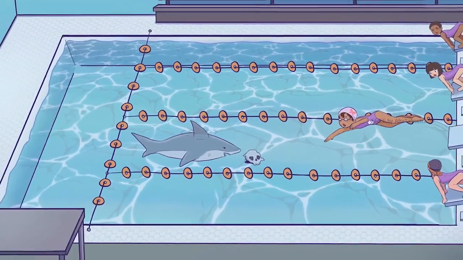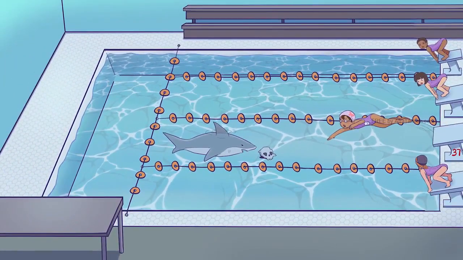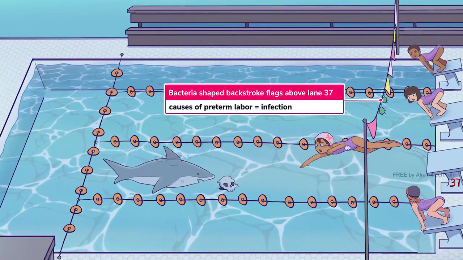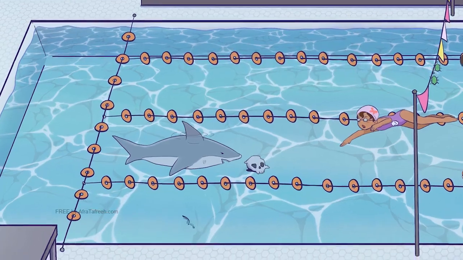So let's try to prevent these poor outcomes by better understanding preterm labor. The pathophysiology of preterm labor is intricate and not completely elucidated. However, there are some known causes that we'll review here. One of the most well studied causes of preterm labor is infection, which we'll remind you of with these bacteria shaped backstroke flags above lane 37. Common ones are urinary tract, lower genital tract, and intraamniotic infections.